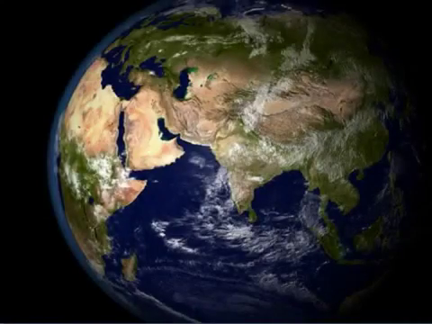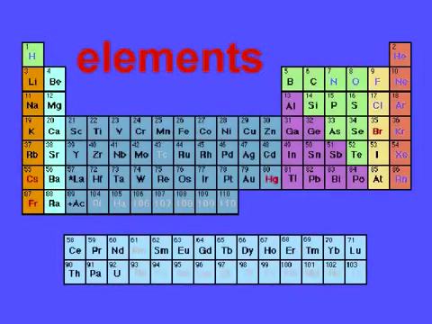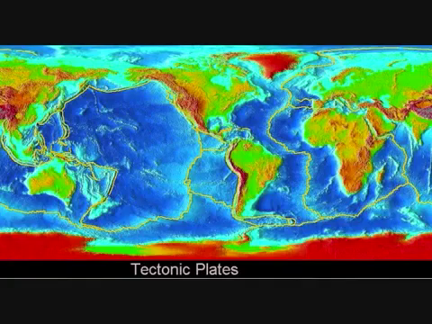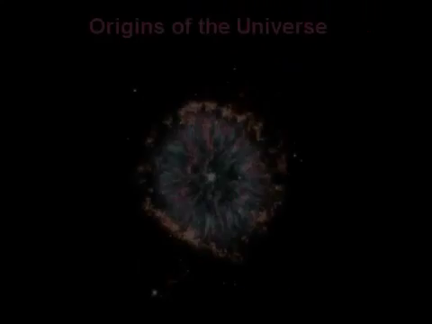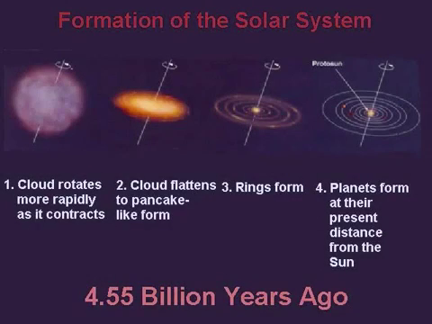Chapter 1, How the Earth was Formed. In this chapter, we're going to talk about the origins of the Earth and plate tectonics. To understand where oil and gas come from, we need to understand first how the universe was created and then how the Earth was formed from this creation.